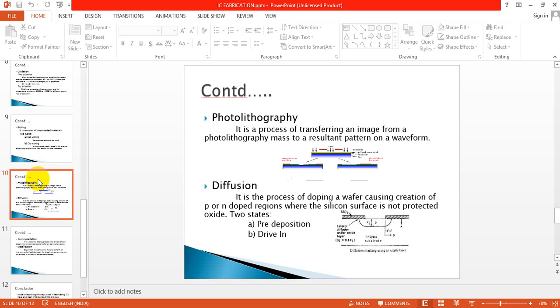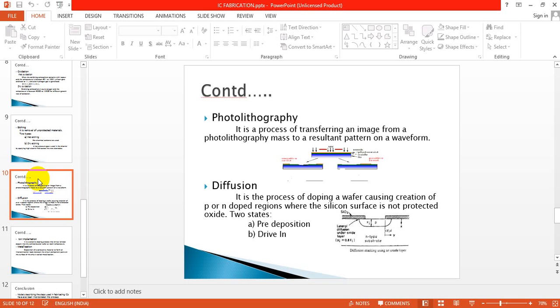It is the process of doping a wafer, causing creation of P or N-doped regions where the silicon surface is not protected by the oxide. It consists of two steps, pre-deposition and drive-in. In pre-deposition, dopant atoms mixed with an inert gas are introduced into the furnace at 1000 degrees Celsius. The atoms diffuse onto a thin layer on the surface of silicon. In drive-in, the wafer is heated in nitrogen gas without a dopant. This distributes the dopant diffused on the thin layer on the surface of silicon.